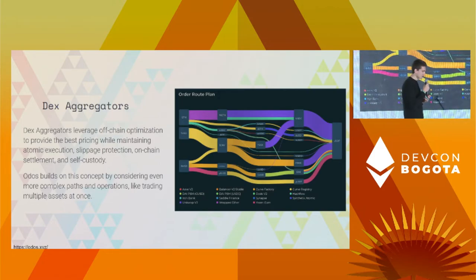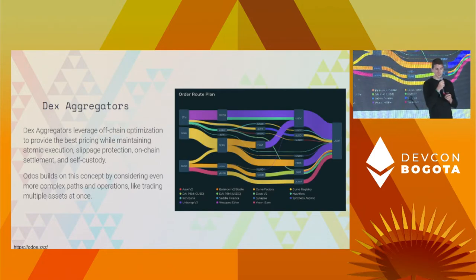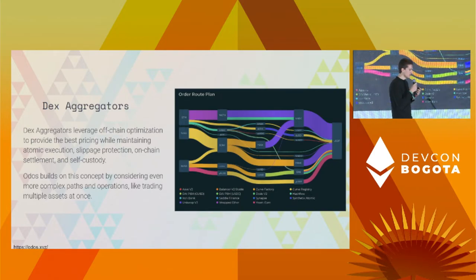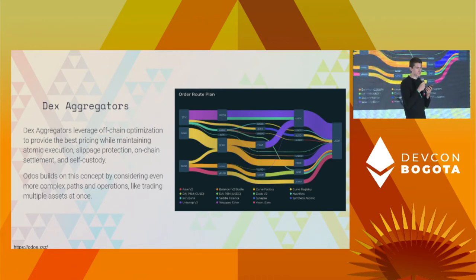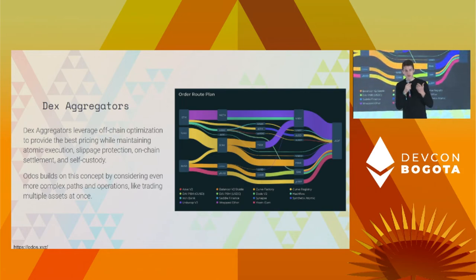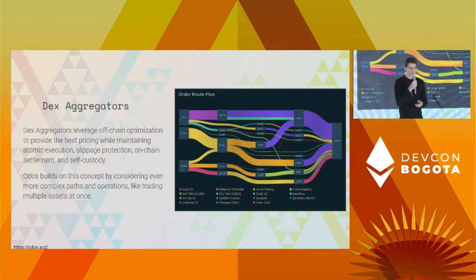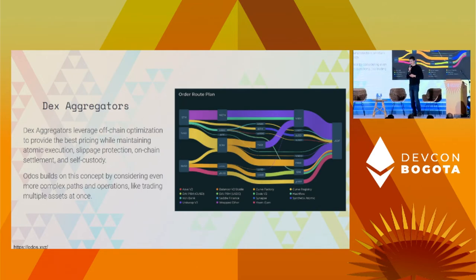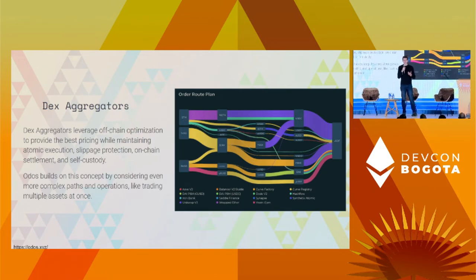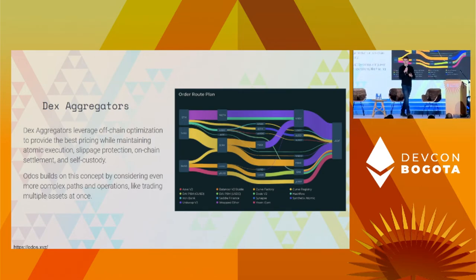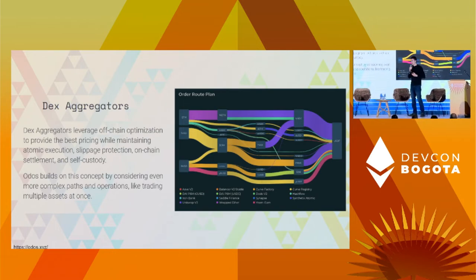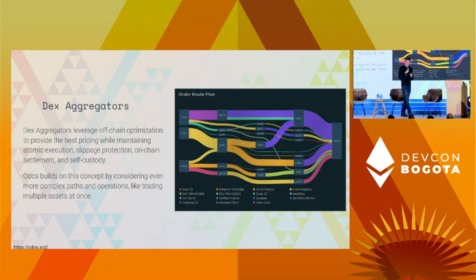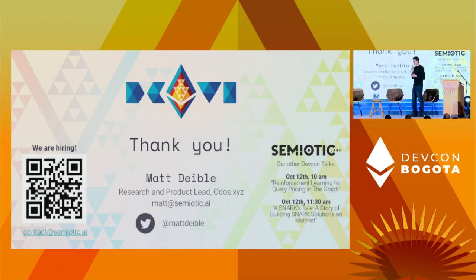This one is also showing multiple assets being traded at once, so this is another benefit that we can get from sort of combining these AMMs, like building blocks, into a bigger transaction to execute a given trade. And so, yeah, DEX aggregators, very powerful, and sort of an example, again, of leveraging this off-chain execution for even better experience over these amazing AMM mechanisms. And so that concludes things.